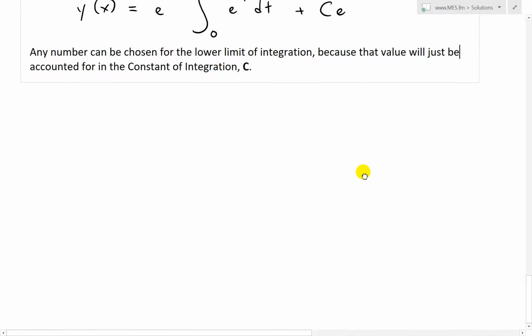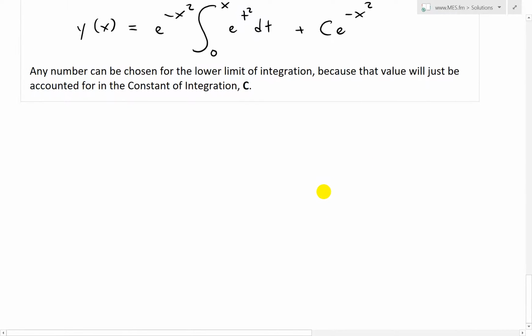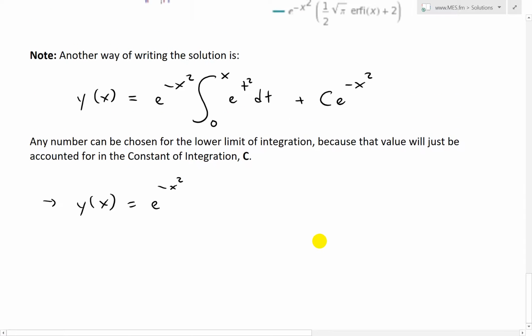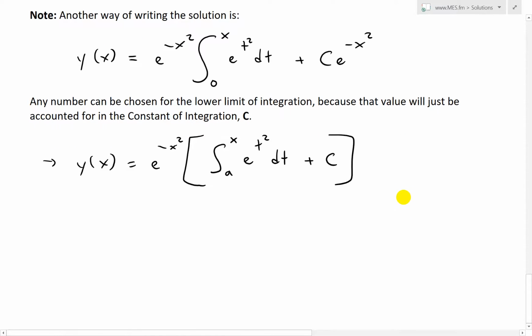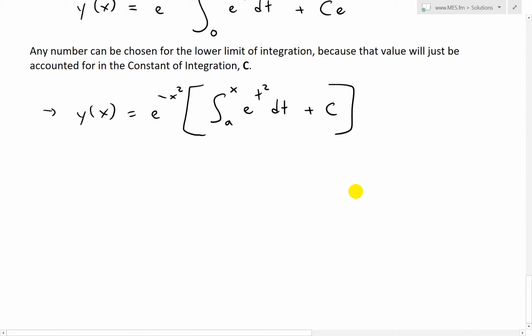For example, if we chose a general lower limit, let's say y of x is equal to e to the -x squared, and I'll take this e to the -x squared out of there to make it easier. So now we have the integral, not from 0, but from a to x, of e to the t squared dt, plus c. When you take it out, you'll have this constant out like that. And then when you integrate this, we end up getting e to the -x squared.